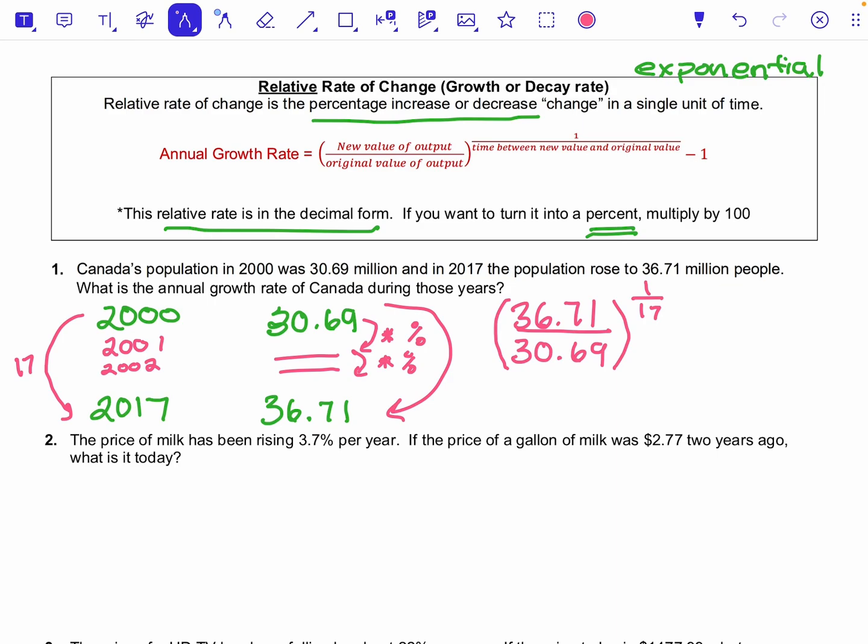And so you'll see this expression right here and where it connects to our equation up here. So notice we have the new value of the output divided by the original value of the output. And then if we raise it to the 1 over the time that's passed, this is going to help me find my annual growth rate. So let's go to our calculator really quick so we can take a look at how to put in that fractional power, because we want to make sure we can figure that out.